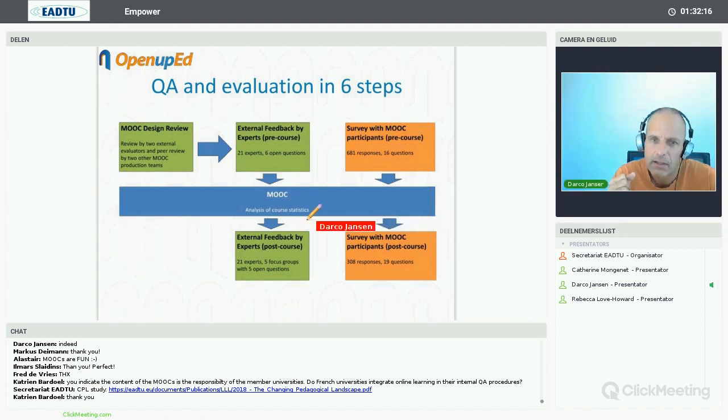Then a lot of data already came from the analytics of the core statistics, but also of the fora and different communities within the MOOC. And afterwards, based on the quality assurance process, we had again feedback by external experts, mostly in focus groups, and at the end a survey amongst MOOC participants that completed the MOOC. So again, 6 steps as part of the quality assurance.